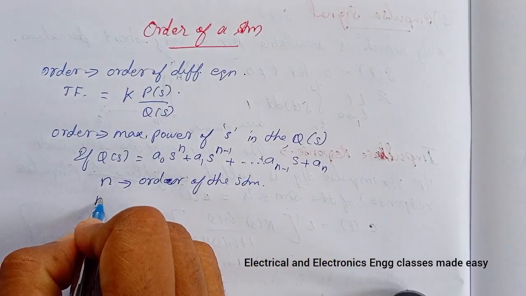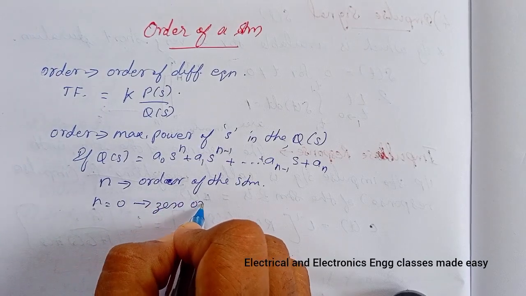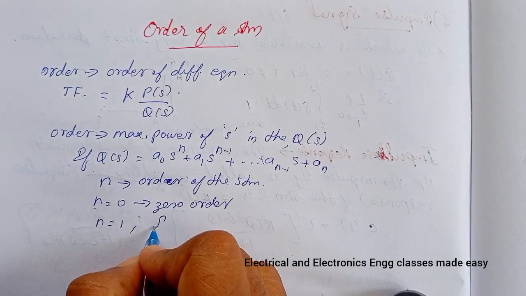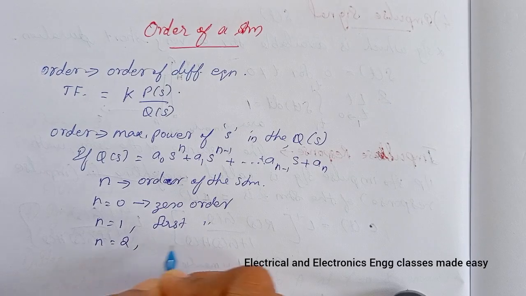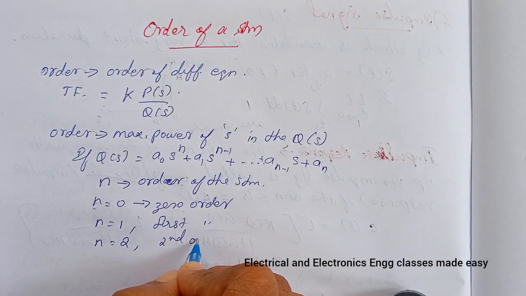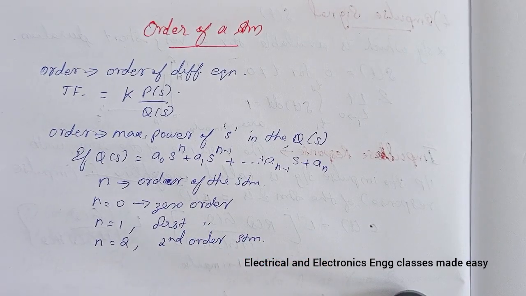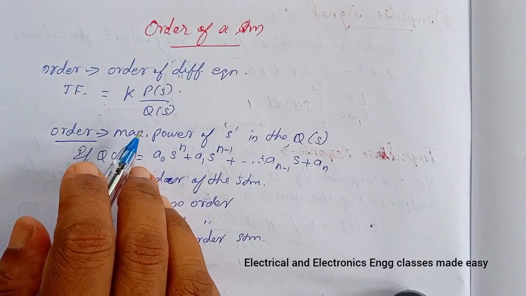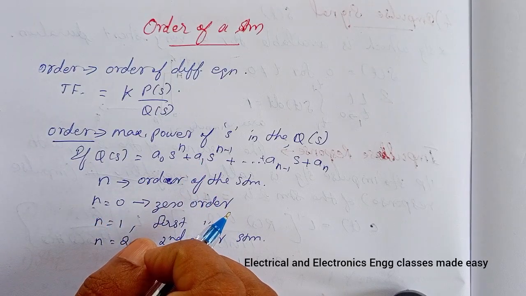So, if n is equal to 0, it is 0 order system. Then n is equal to 1, then first order system. Then if n is equal to 2, it is second order system. And this order can be specified for both open loop system and closed loop system.